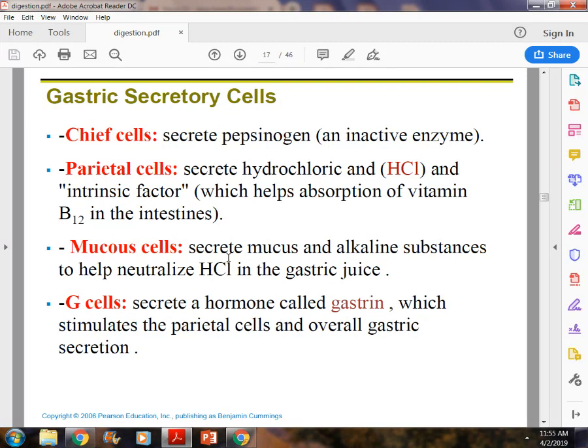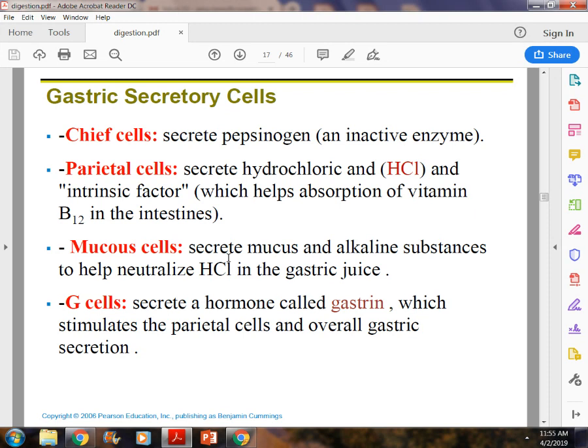Mucosal cells are very important because they secrete an alkaline substance, bicarbonate, which helps neutralize hydrochloric acid in the gastric juices when they're not actively being used. It also helps prevent us from getting ulcers.